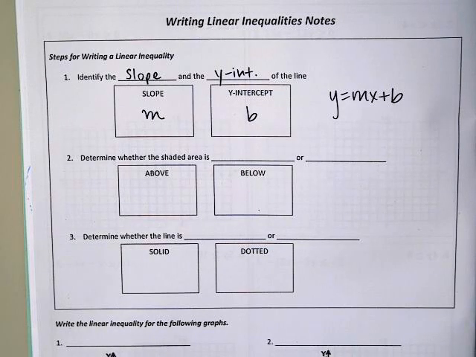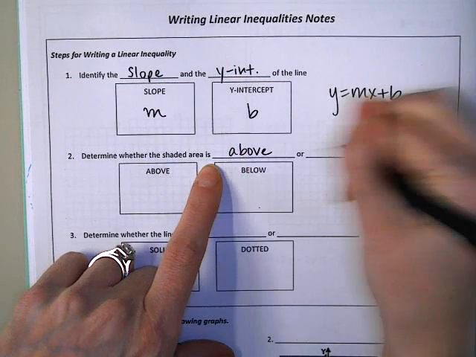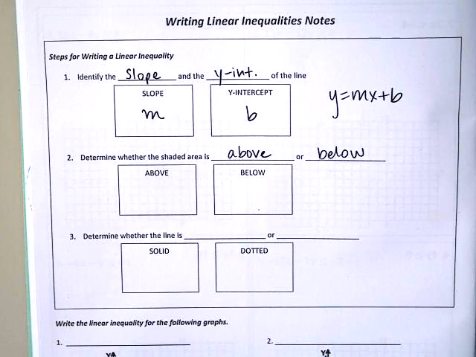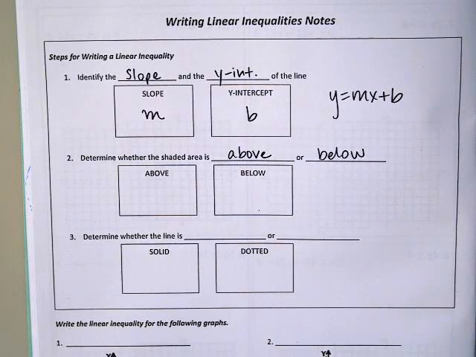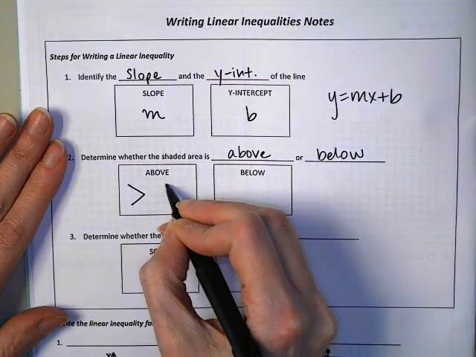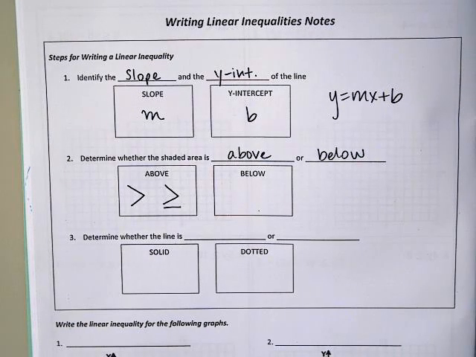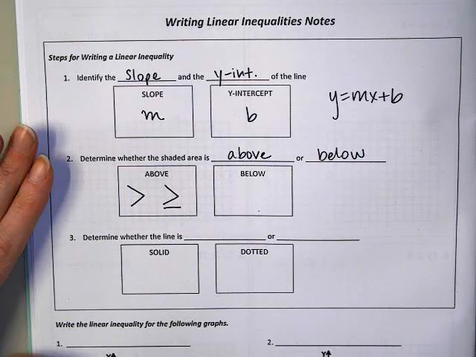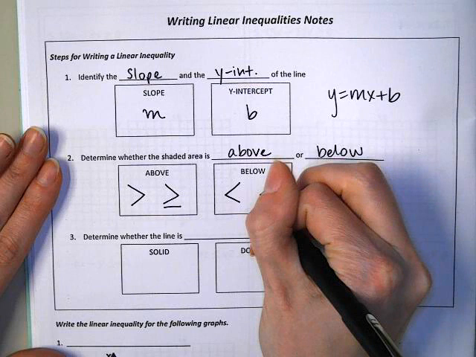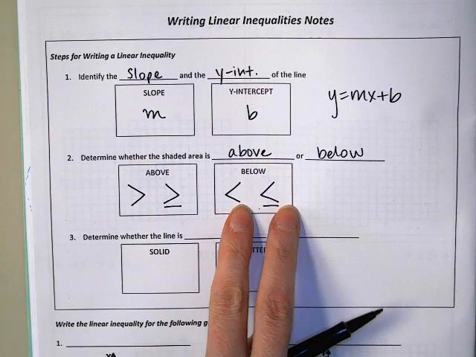Step two then, determine whether the shaded area is above or below the line. Okay, and that'll tell us what our inequality symbol is going to be. And remember, if it's shaded above, your answer is going to have something with a greater than sign. Might be greater than or might be greater than or equal to. And then if your graph is shaded below, it's going to be some kind of inequality with a less than. So either less than or less than or equal to. Now, how do you know which one?